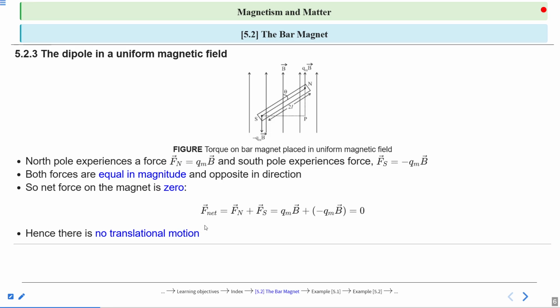F net is equal to Fn plus Fs, which is QmB plus minus QmB, which is equal to 0. Hence, there is no translation motion. Since the net force is 0, there is no translation motion of the bar magnet. But the net torque is not 0 in this case, because there is a perpendicular distance between the lines of action of both forces. They are not acting along the same line of action. Got it? So torque is there. So rotational motion of the bar magnet is there, but no translation motion.